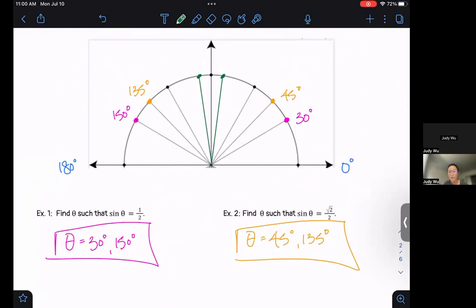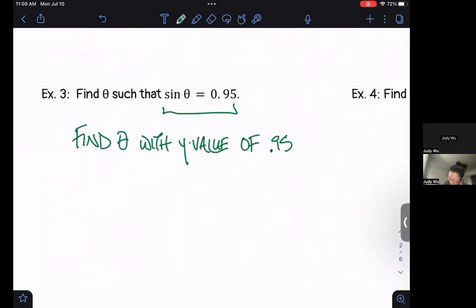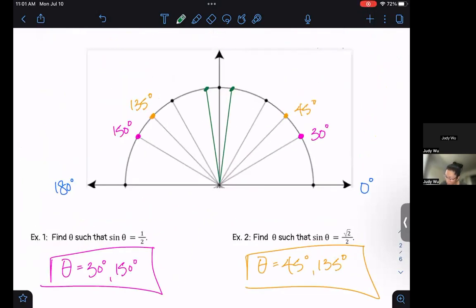All right, so now I don't know what these are, but let me see if I can use my calculator. And here's what I'm going to type into my calculator. Sine inverse. So we want to make sure we have that -1 of 0.95. And let's see what we get. Inverse sine of 0.95. And I get 71.805 degrees. 71.805, well, that is going to be this angle, right? 71.805 degrees.